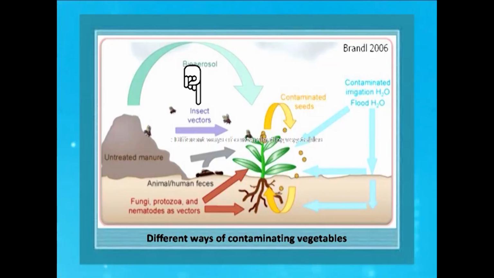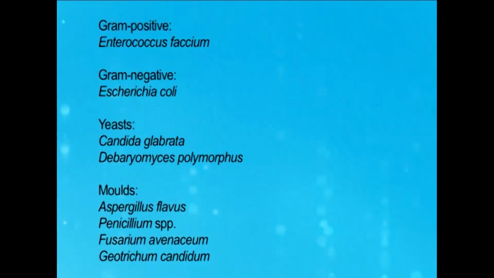There may be different types of organisms that normally contaminate the vegetables, which may include the gram-positive like Enterococcus, the gram-negative like Escherichia coli, the yeasts like Candida or Debaryomyces, or even molds like Aspergillus, Penicillium, Fusarium, Geotrichum, etc. They are all developing inside the vegetable or on the surface and may have more than one organism at a time.